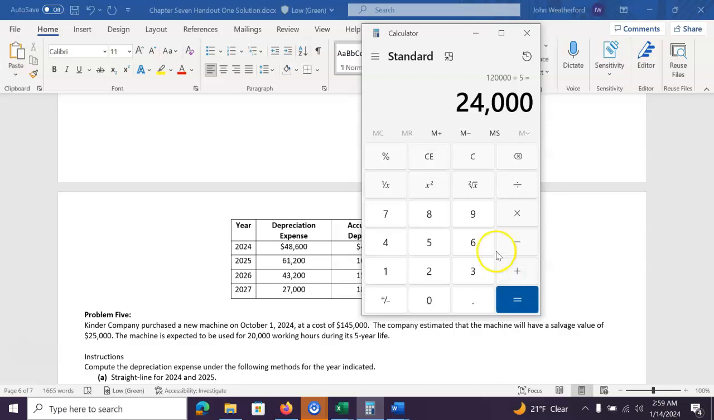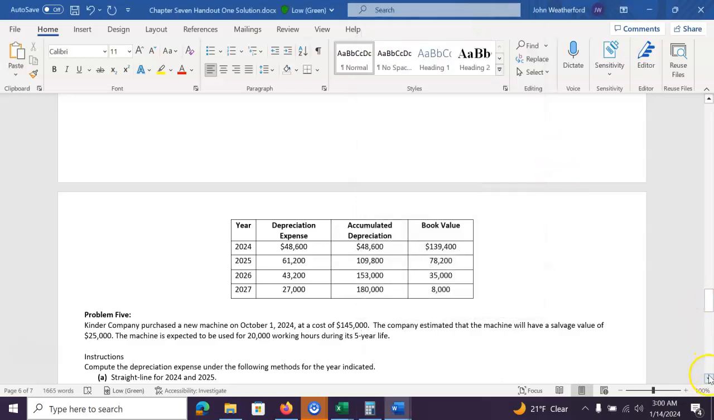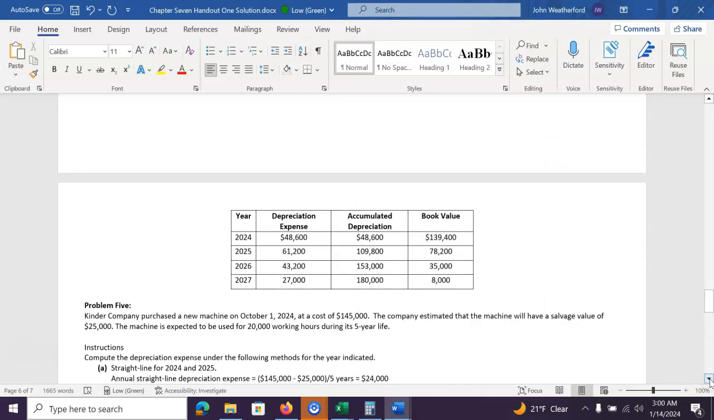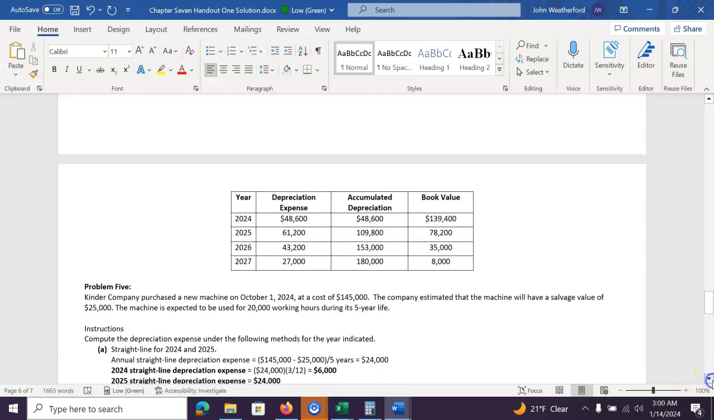But again, we only want to take 3 months. So we'll multiply by our 3 months, then divide by 12 months in the year. And that gives us our partial year depreciation of $6,000. Now, there's a lot of ways you can do that, and that might have even been the most difficult way, but that way will always work. All right, so our 2024 depreciation expense is $24,000 for a year, but again, it was only partial.